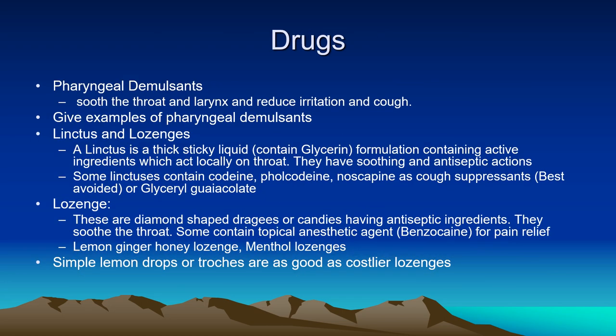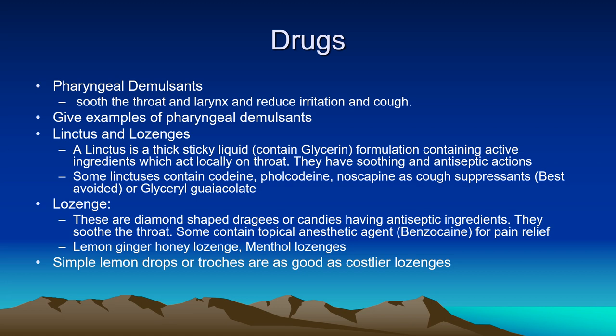Now, the drugs which are used in the treatment of types of cough are pharyngeal demulcents. These are the drugs which soothe the throat and larynx and reduce irritation and cough. Examples of pharyngeal demulcents are linctuses and lozenges. A linctus is a thick liquid usually containing glycerin also. It is a formulation which contains an active ingredient which acts locally on the throat. They have soothing and antiseptic actions.